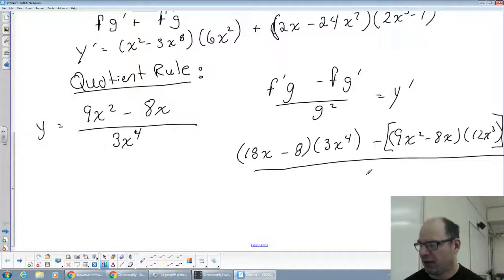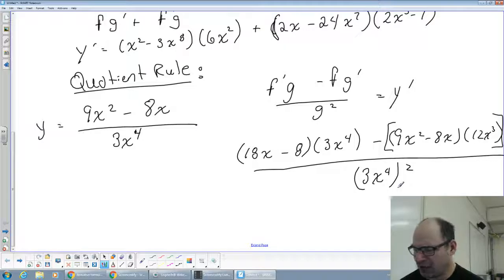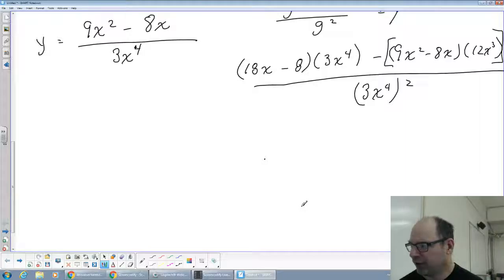And we have everything over g squared, so that's 3x to the fourth squared. Okay, we can do a little bit of reduction there. Simplify. We're definitely going to be able to take out 3x to the fourth there, there, and there. Well, actually we can't take out 3x to the fourth. We can take out 3x to the third. So we'll do some simple reduction.